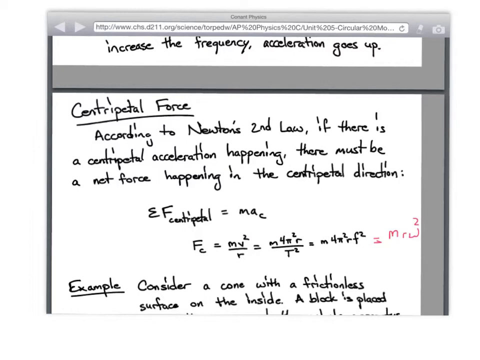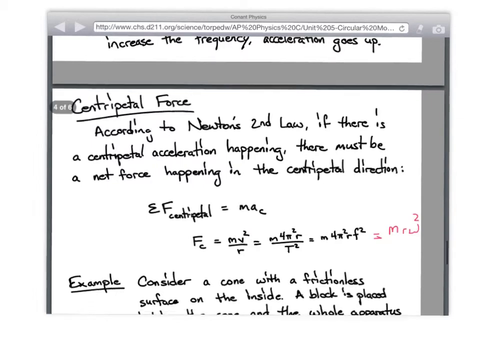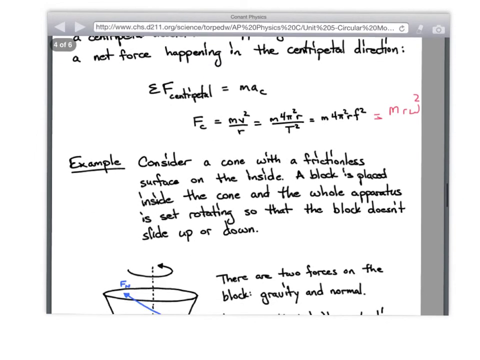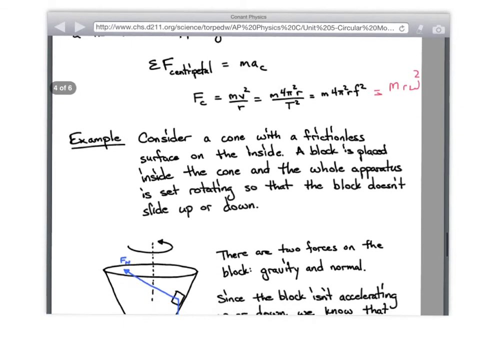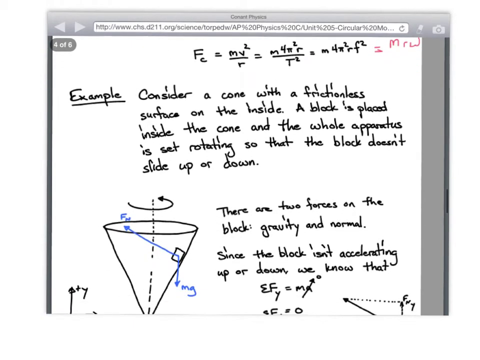Okay, good. Moving on. Next, let's say, and no peeking, I'm going to put this picture up. Consider a cone with a frictionless surface on the inside. A block is placed inside the cone, and the whole apparatus is set rotating so the block doesn't slide up or down.